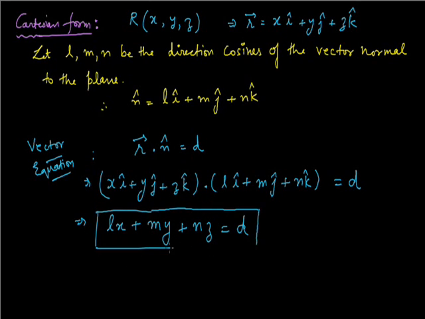Lx plus my plus nz equals D, where l, m and n are the direction cosines of the vector normal to the plane, and D is the distance of the plane from the origin. Now let's do some questions.